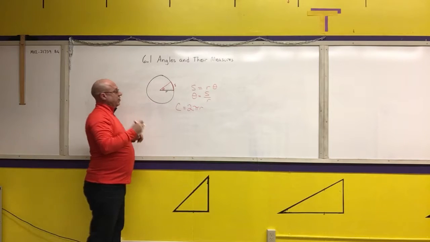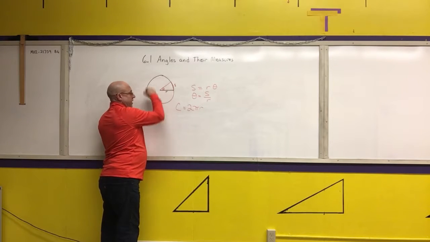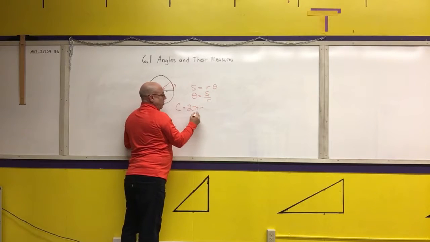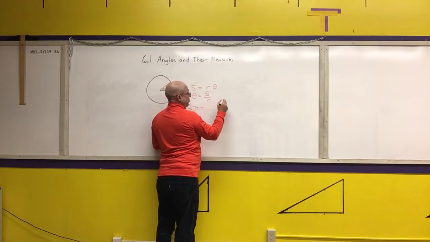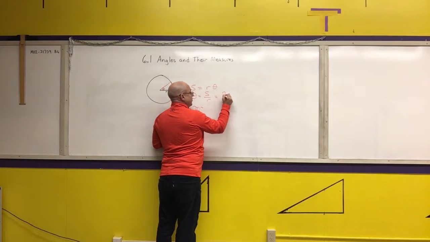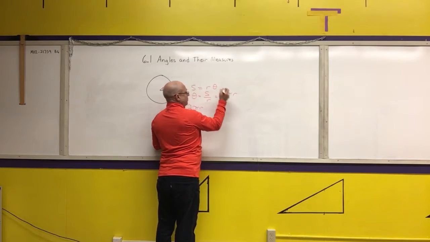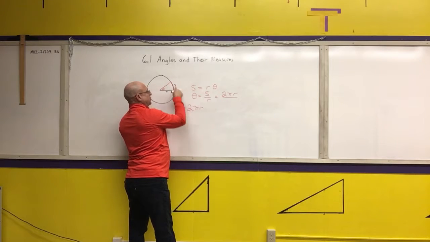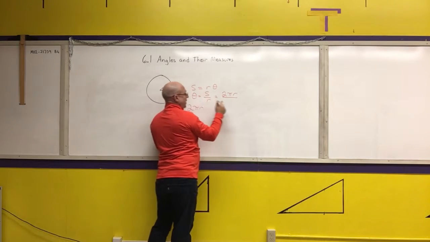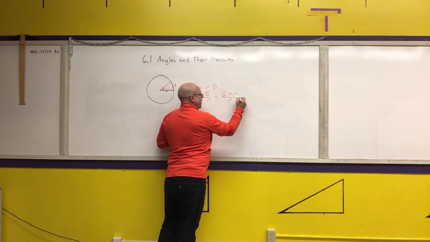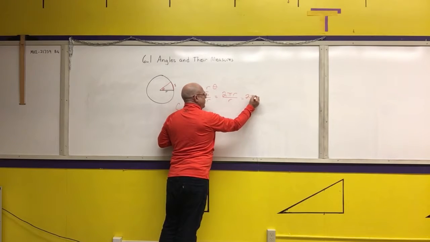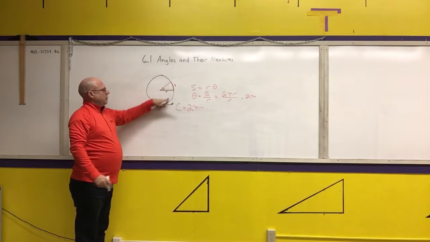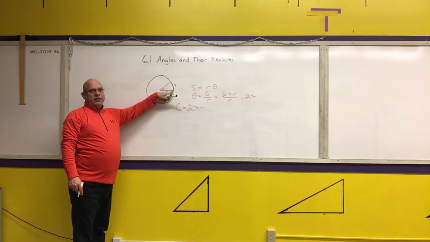Well, let's say I rotated all the way around the circle. That would be my S. Well, what's my radius? Well, it's r. So if I want to know what theta is for an entire revolution, I would take the 2 pi r for the circumference, which is my big arc length, divide it by the radius, and that tells me that a full revolution is going to give me 2 pi radians.